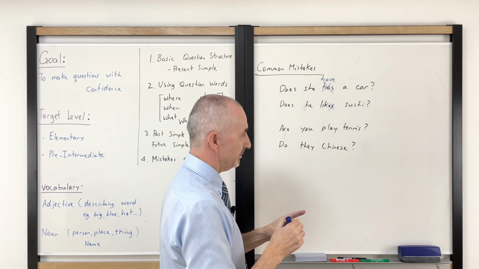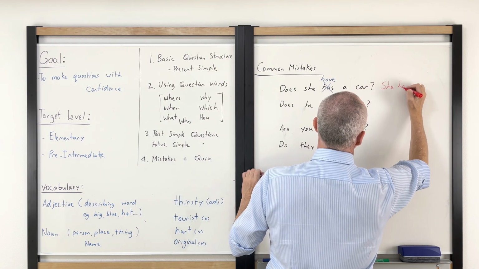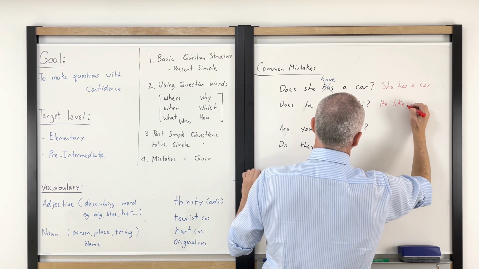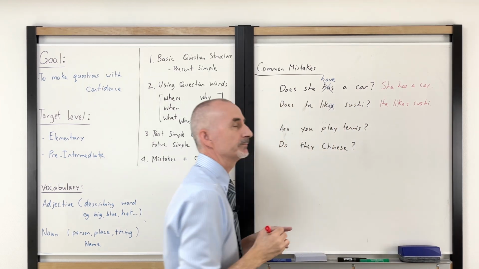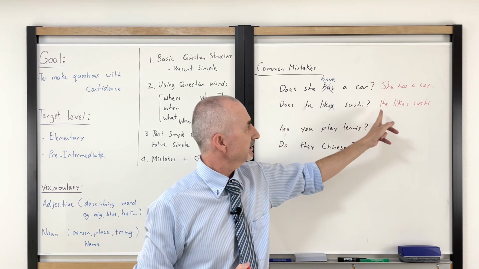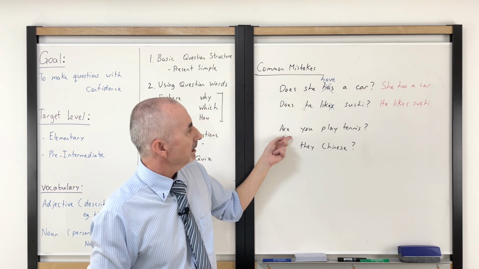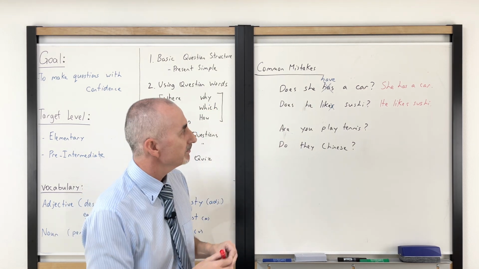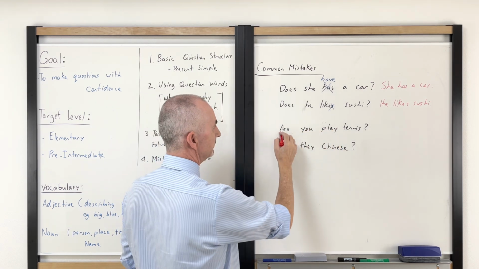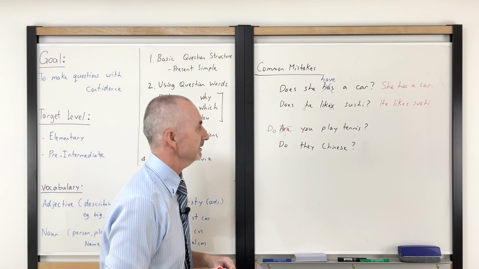Now this mistake happens because the regular sentence is, she has a car. He likes sushi. So students naturally say, does she has a car? Does he likes sushi? That's why that mistake happens. Number three, are you play tennis? It is wrong because with the main verb here, we need the auxiliary verb do. So do you play tennis? Chris, do you play tennis?